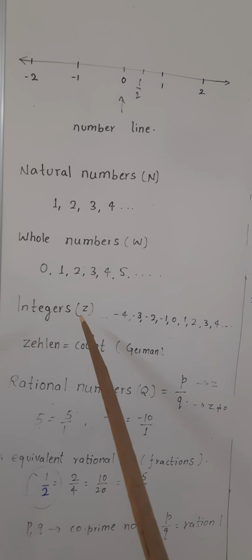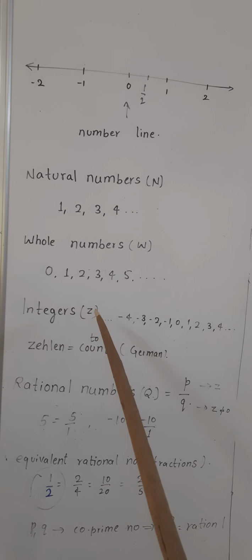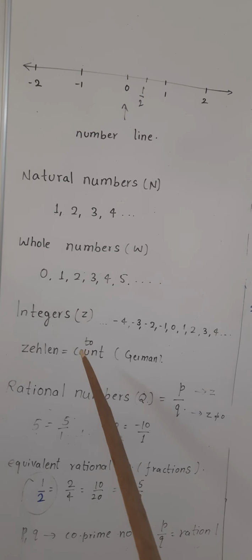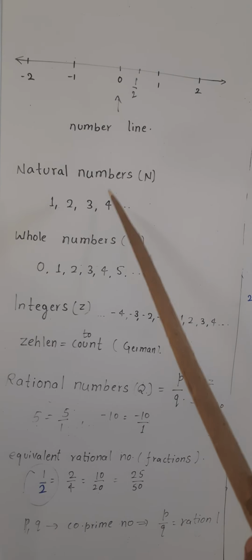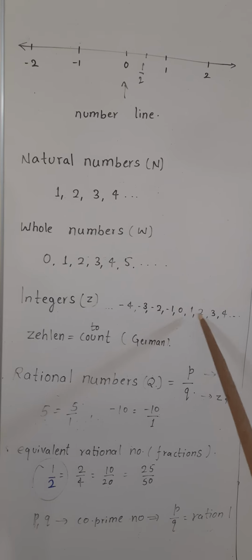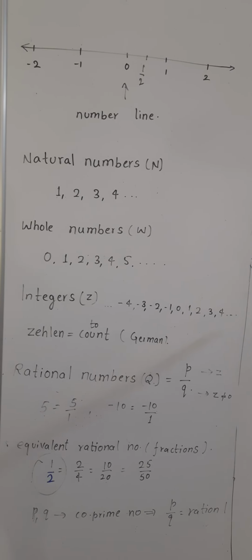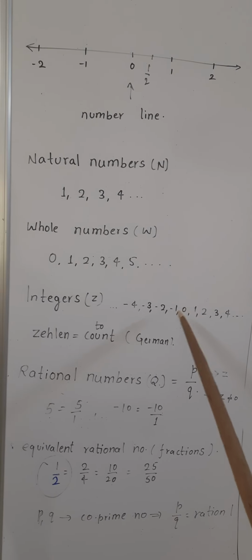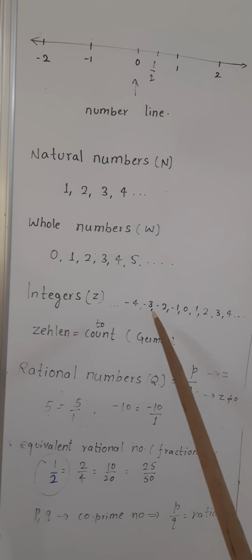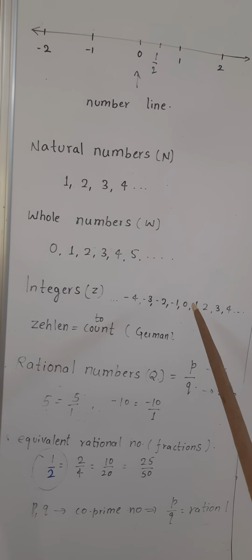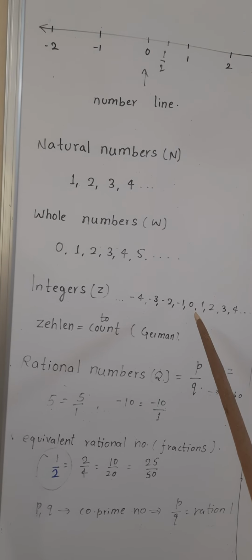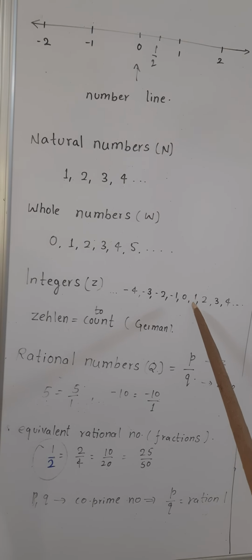So if we see integers, we represent them by Z, because this comes from a German word, Zahlen. So 0, 1, 2, 3, 4, and so on. Similarly, on the negative side, -1, -2, -3, and so on. These are the integers. But between 0 and 1, suppose it is 0.1, that is not an integer. Only these are integers, 0, 1, 2, and so on.